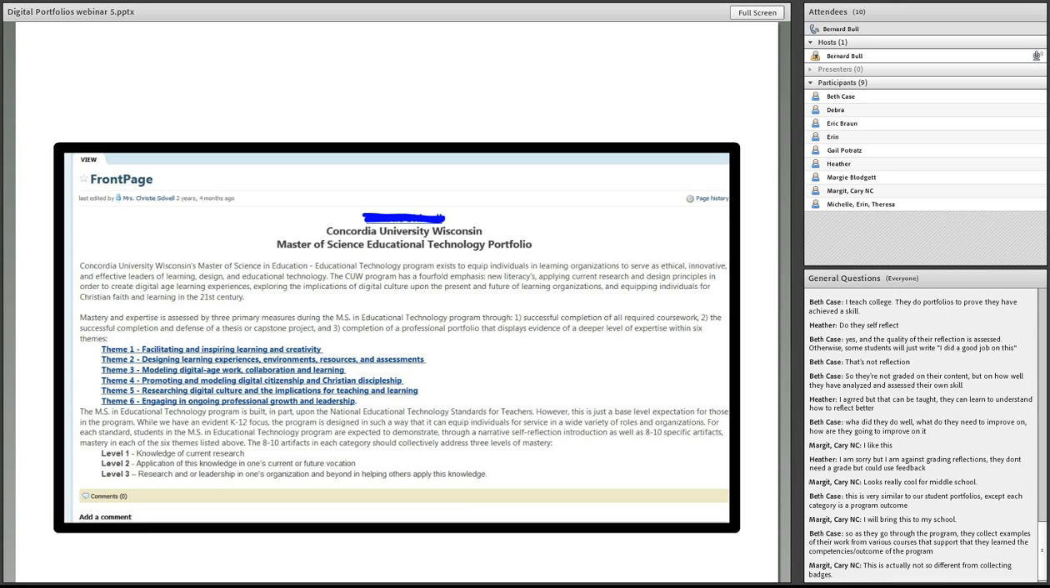Level 1 is, I know about it. Level 2 is, I can apply it. Level 3 is, I can conduct research or I can lead with that concept or idea. And so in this particular example, they have to include artifacts, but the structure is their artifacts have to demonstrate their progress from level 1 all the way through level 3 in each of these themes.